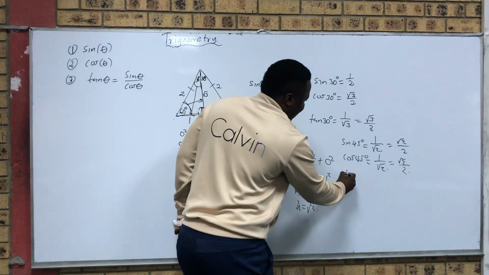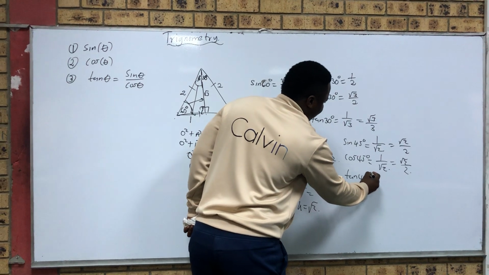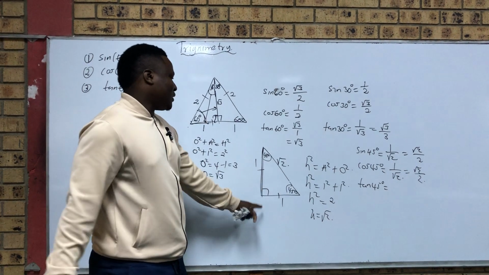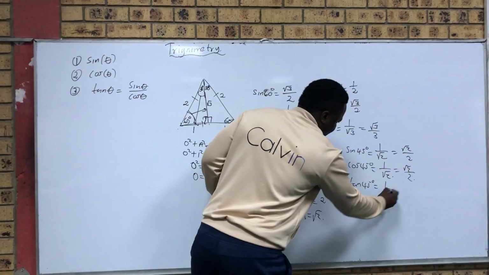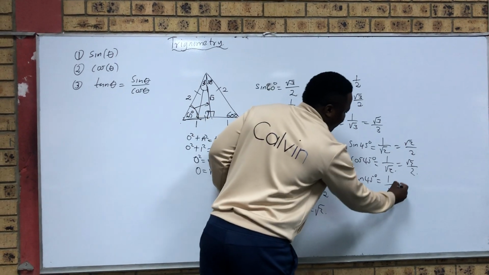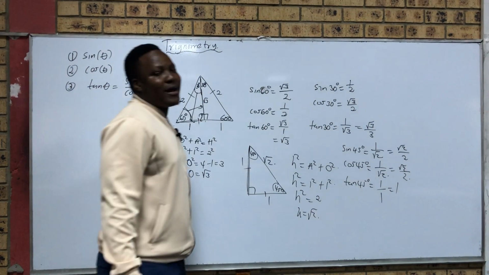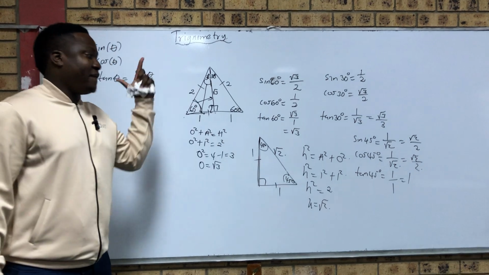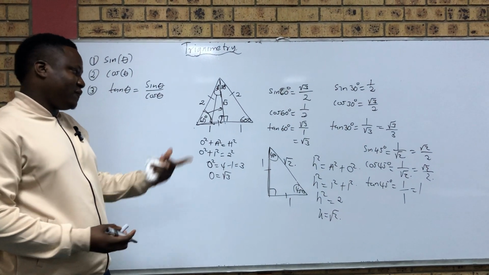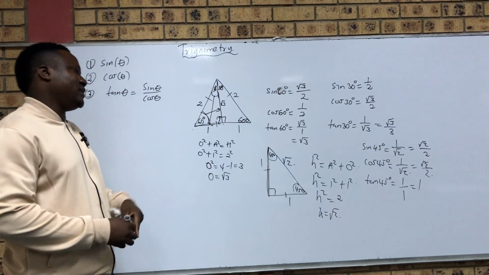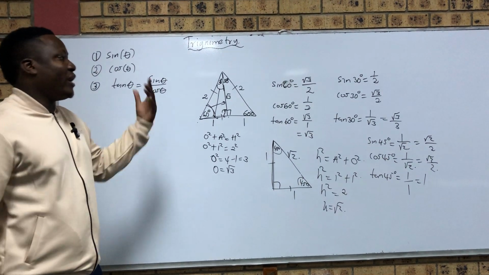Then if you go to tan of 45, tan of 45 is the opposite over the adjacent, which is 1 over 1, you get 1. So with tan of 45 and tan of 60, cos of 60 and everything, we are done with this.